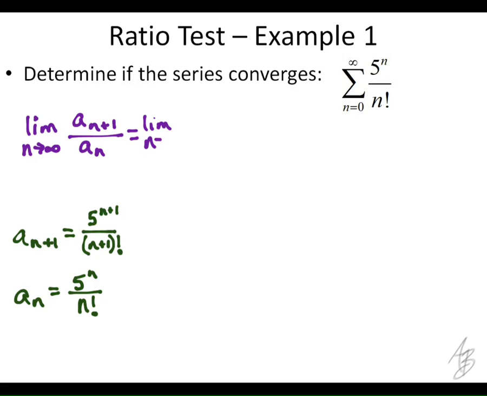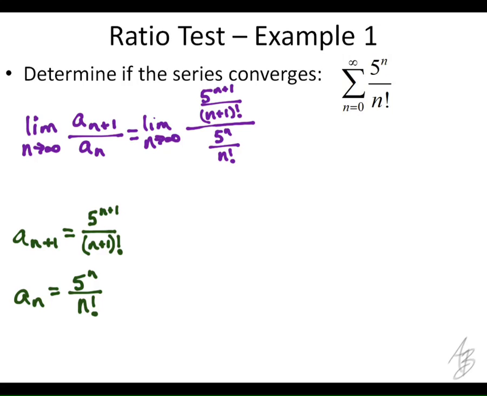Okay? So this ratio here, or this limit that we want to evaluate, is going to be this. Limit as n approaches infinity, and don't forget that limit. That's important. The n plus first term goes on top, so we're going to have 5 to the n plus 1 over n plus 1 factorial, and that's all over 5 to the n over n factorial. Might look a little bit crazy right now, but it's not bad, I promise. What would be an easy way of simplifying this complex fraction here?